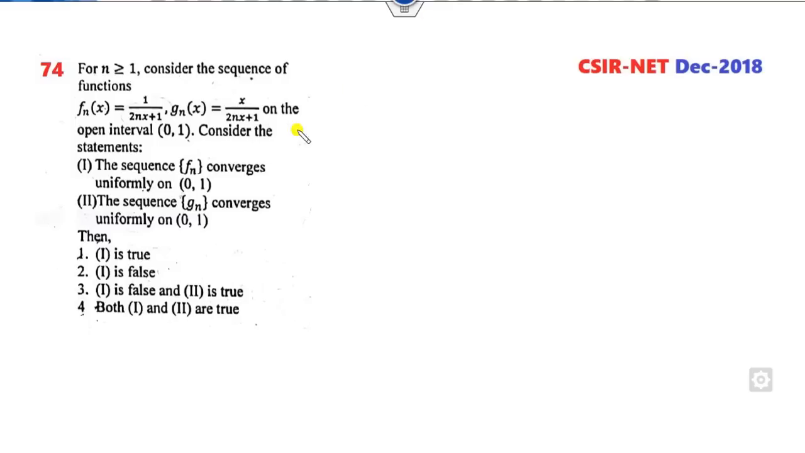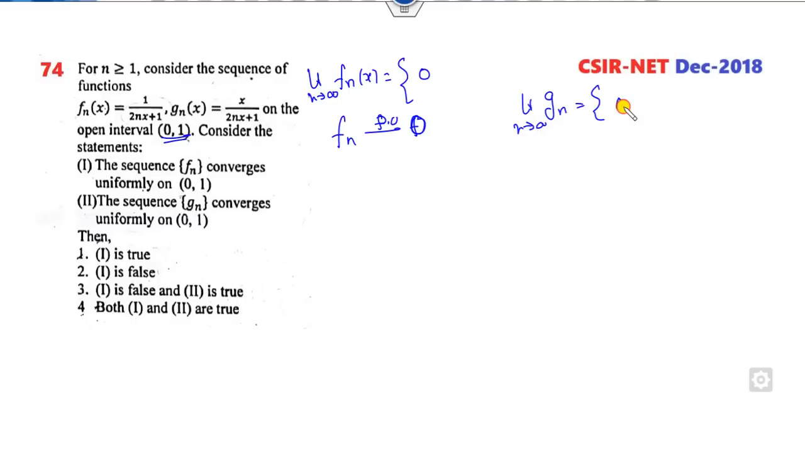Okay, look at the next question. Is this pointwise convergent or not? We can take the limit of this on the open interval (0, 1). When you take the limit as n approaches infinity, it's 0. So fn converges to f pointwise as 0. Similarly, if you take gn, as n approaches infinity, it goes to 0. So both converge pointwise, but the question asks about uniform.